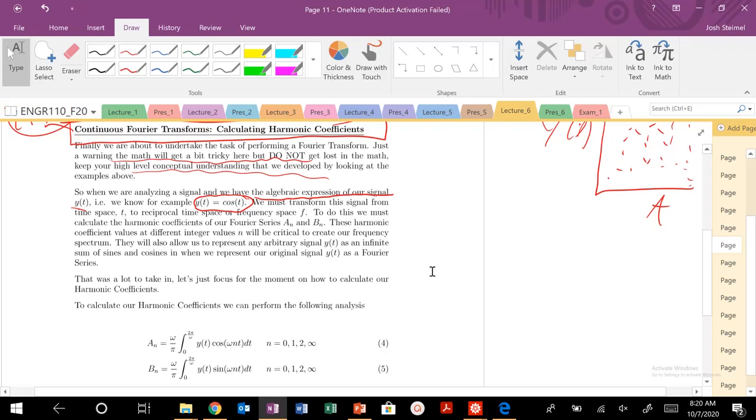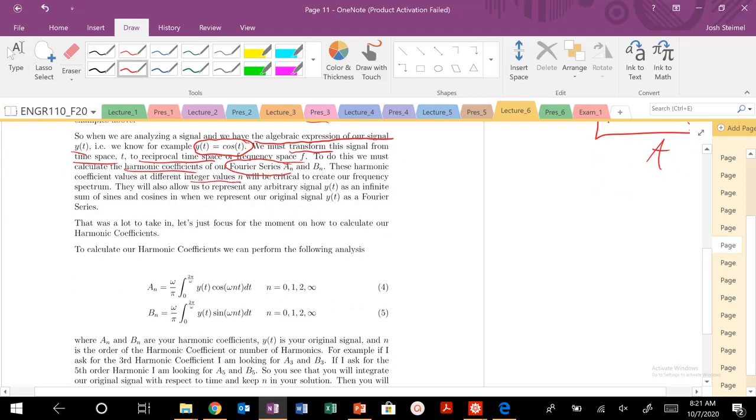So remember, we're going to transform from time space to reciprocal time space, or frequency space, and we're going to calculate our Fourier series, the harmonic coefficients A sub n, B sub n. They're going to vary at different integer values. We're going to talk about how we describe and refer to these harmonic coefficients in a second, but n goes, as you can see here, 0, 1, 2, all the way to infinity. These limits are specifically for CFT. But this is a beautiful thing: we can represent any arbitrary signal, y of t, as this infinite series of sines and cosines, and we can create this frequency spectrum.